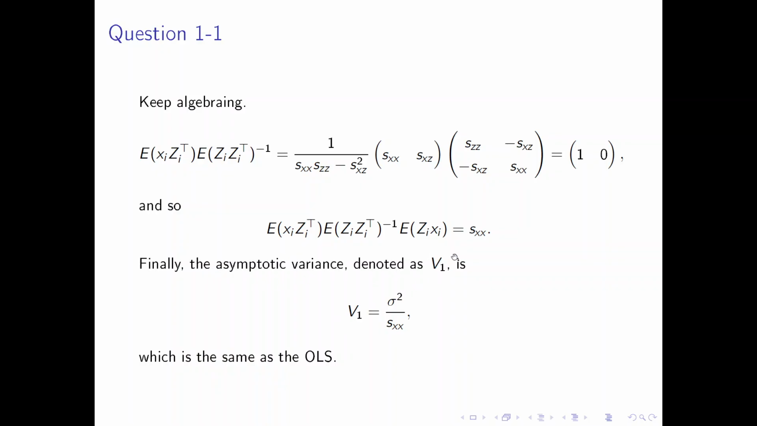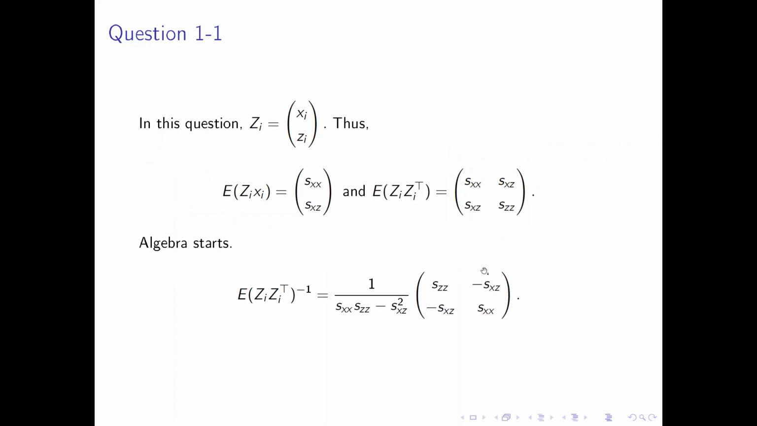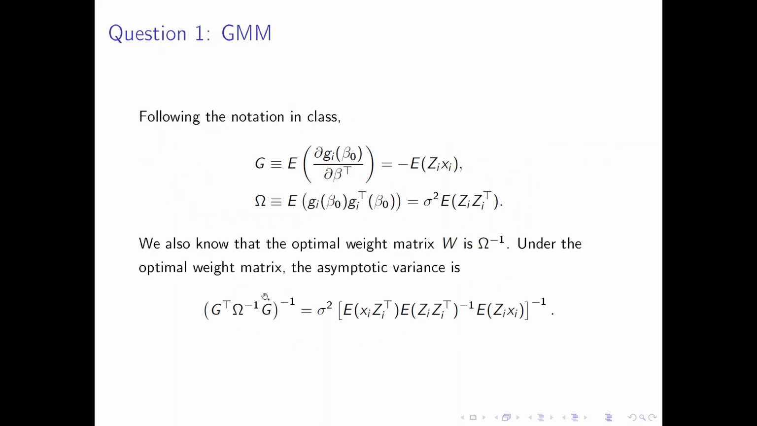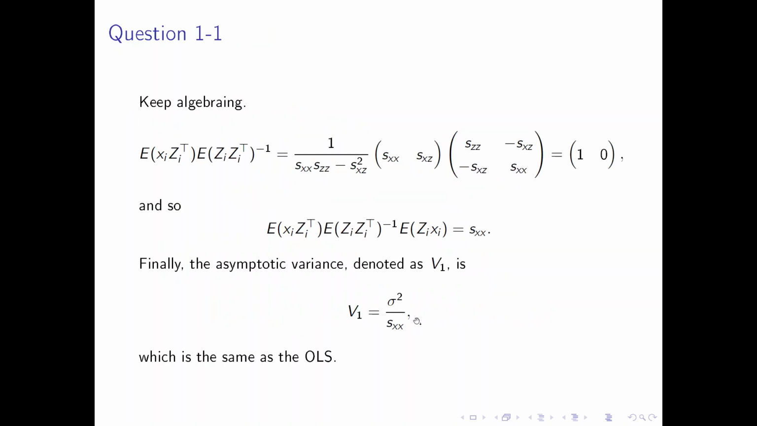Therefore, according to this formula, we just calculated this much. Plug that in here, and we get this variance. That is the same variance as the OLS. So the additional instrument here does not matter because x is already exogenous. For exogenous variables, you don't need to worry about finding an instrument to make the estimator better.